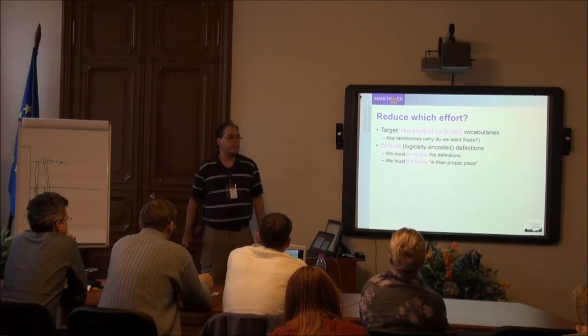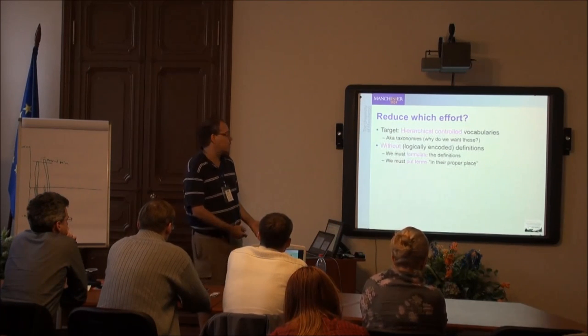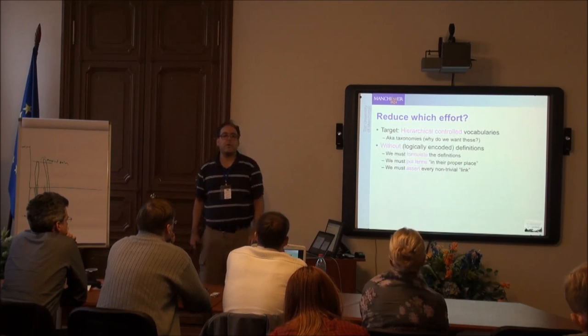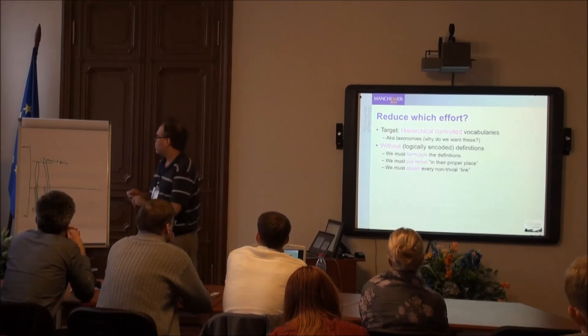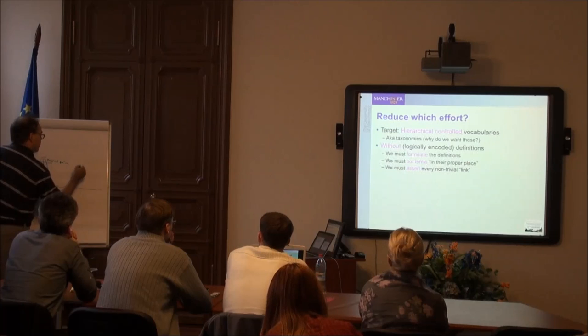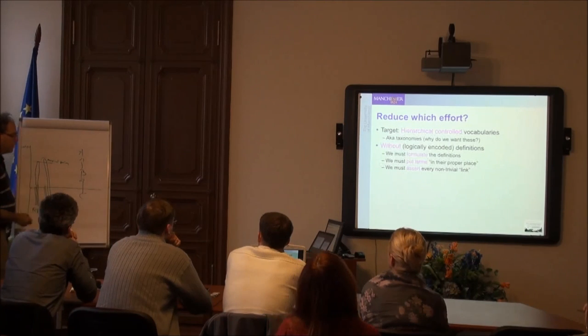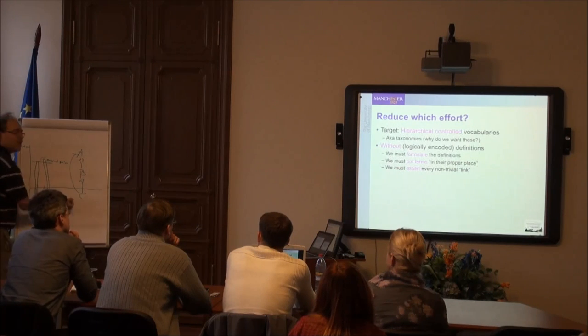We then need to put the terms in their proper place. We have to build the hierarchy. So we have the terms, we have some idea of what they mean, and we put them in a hierarchy. In order to put them in the proper place, we have to assert every non-trivial link. We don't need to assert the transitive closure of the hierarchy, we just need to assert it once.